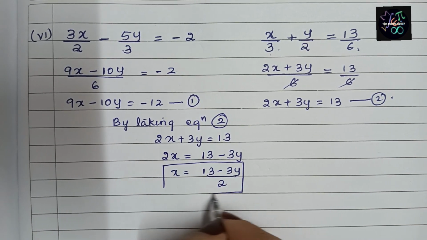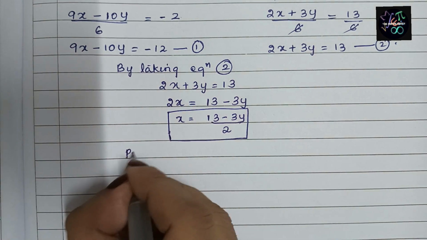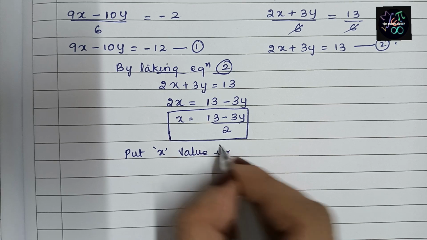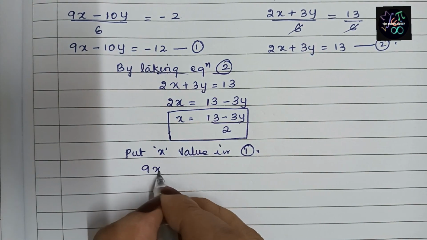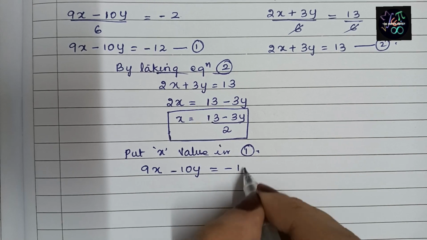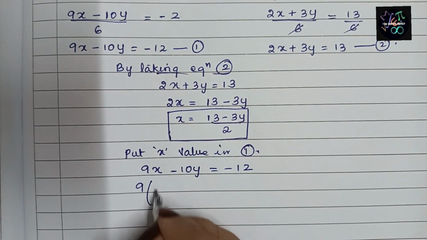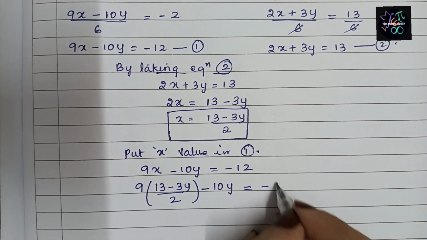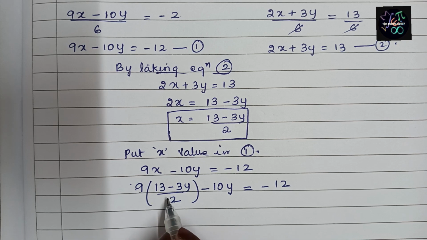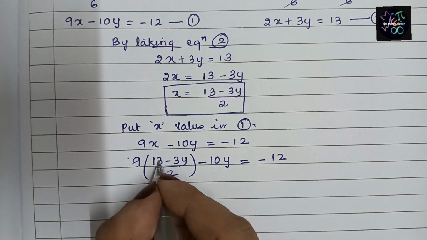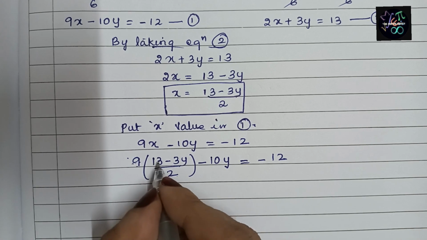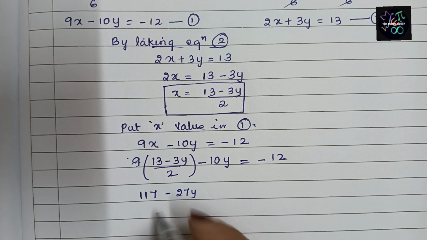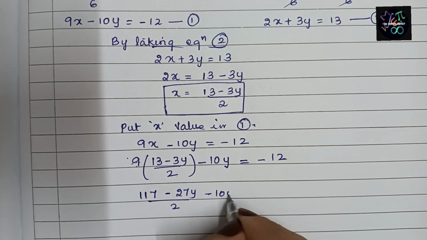We got the x value. Now put the x value in 1, because we have taken 2. I'll take equation 1 properly. 9x minus 10y is equal to minus 12. So 9, x value is 13 minus 3y by 2, minus 10y as it is, equal to minus 12 as it is. We cannot cancel this because in the 2 table 9 won't come. So what will we do? 13 9s are 117 minus 9 3s are 27y upon 2, minus 10y is equal to minus 12.